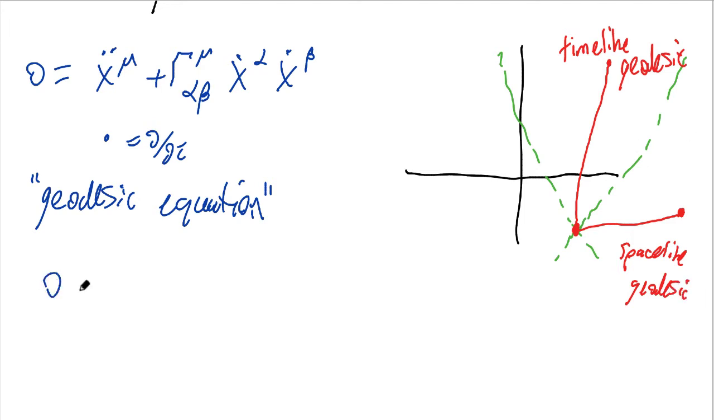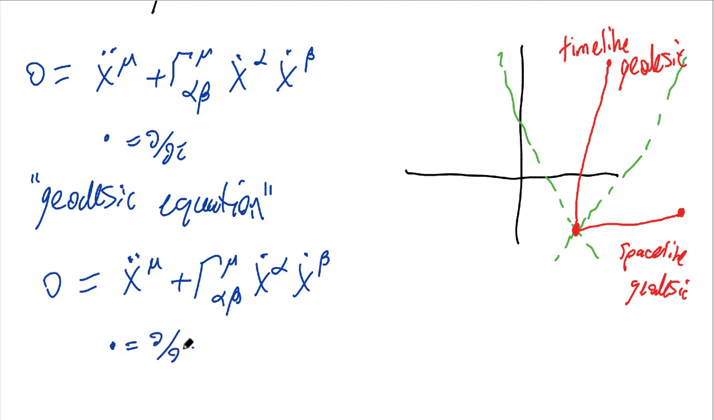That satisfies an equation that looks just like this one. So x double dot mu plus gamma mu alpha beta x dot alpha x dot beta. Only in this case, the dot refers to proper distance. So this gives us a space-like geodesic. And the space-like geodesic would be parameterized by proper distance, whereas the time-like geodesic would be parameterized by proper time.